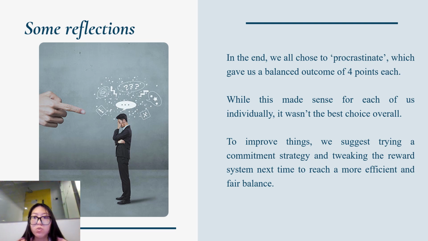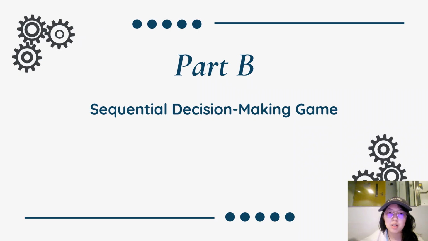Finally, we look at the actual results. In the end, we all chose to procrastinate, which gave us a balanced outcome of 4 points each. While this made sense for each of us individually, it wasn't the best choice overall. To improve things, we suggest trying a commitment strategy and tweaking the reward system next time to reach a more efficient and fair balance.